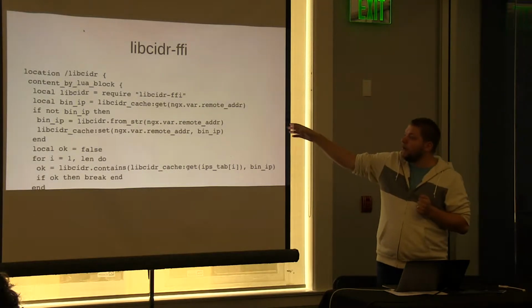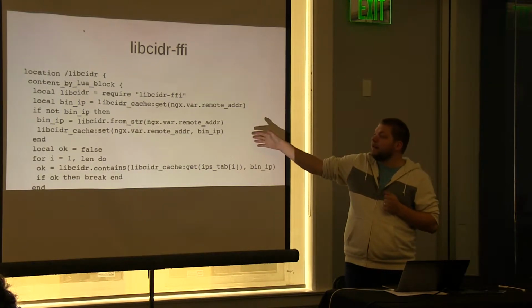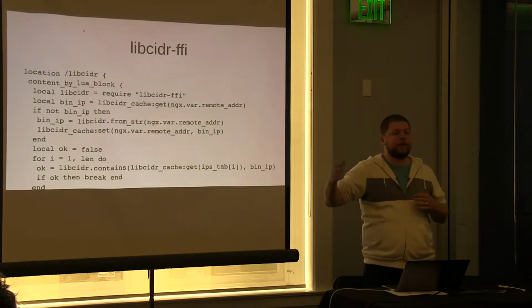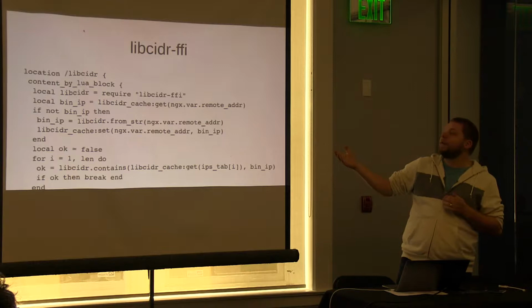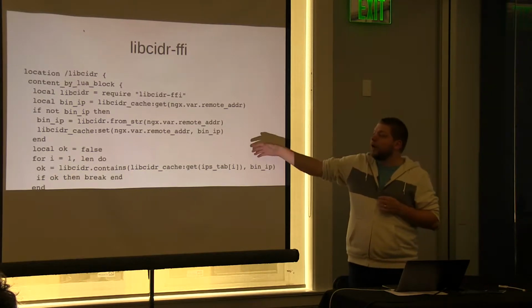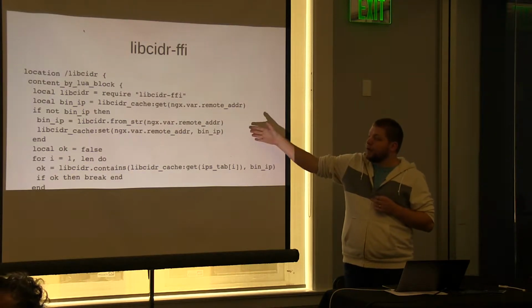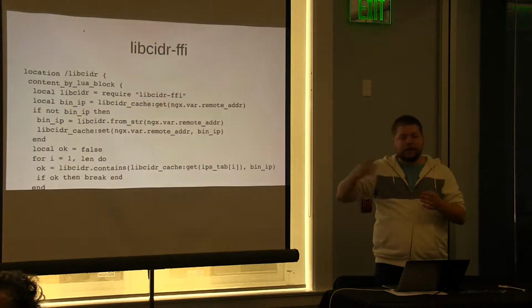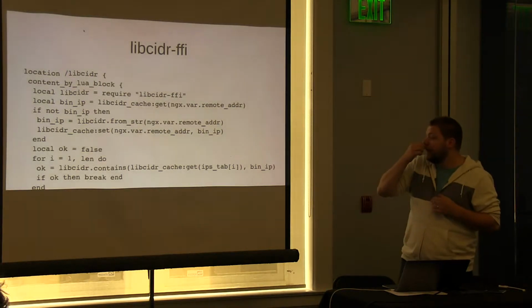There's a little bit of boilerplate code in here for defining the binary IP value of the remote address, again, because lua-resty-iputils did that for us. We didn't need this boilerplate code. This is just a simple LRU cache to cache the value of our local host address, the client address that's coming in that we're checking against.